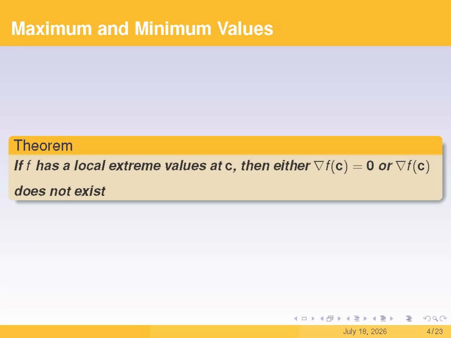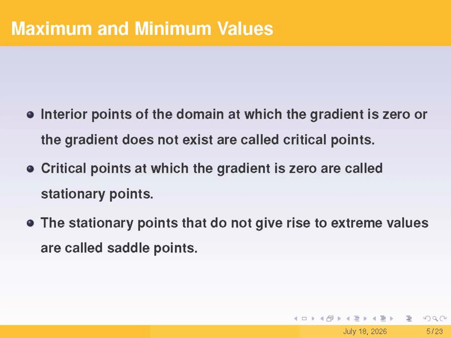What this theorem actually tells us is that if we want to locate the local extrema of f, these points where the gradient is zero or does not exist are simply the places where we should start looking. Points where the gradient is the zero vector or where it does not exist are collectively called critical points. Now, the points where the gradient is exactly the zero vector get a special name: stationary points. A stationary point might be a local extremum, but it does not have to be. If it is not, we call it a saddle point.